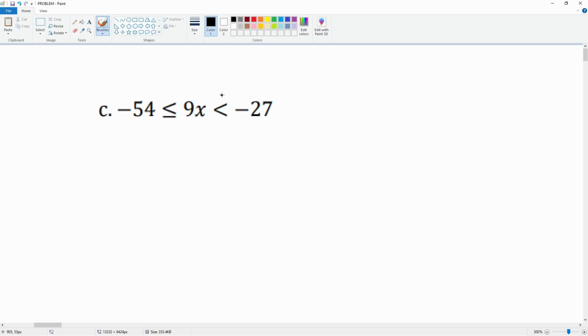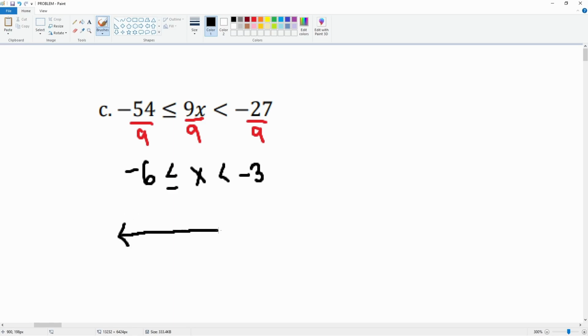C. We have 9x in the middle, so we're going to divide 9 to everything, to the left and to the right. 54 divided by 9 gets you negative 6. This gets you x. Negative 27 divided by 9 gets you negative 3. Okay, bring down the inequalities exactly the way you see them. Here is a number line. You don't flip anything because you divide by a positive number. So you don't flip any of the inequalities.